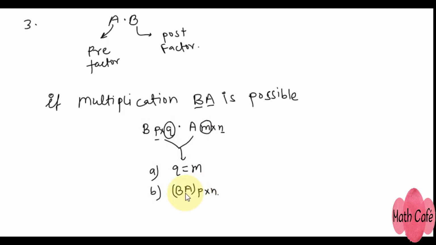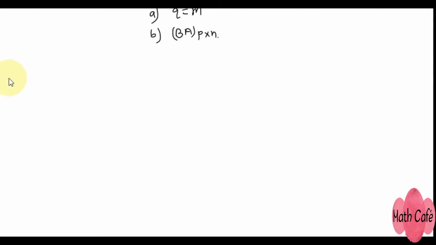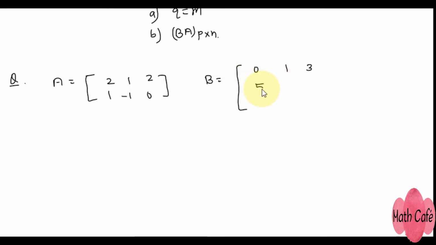Alright, so let's see some examples here. First example: let matrix A be the 2 by 3 matrix with rows 2 1 2 and 1 minus 1 0, and matrix B be the matrix with rows 0 1 3, 5 2 minus 6, and 3 2 1. We have to find the multiplication AB if it is possible, and BA if it is possible.